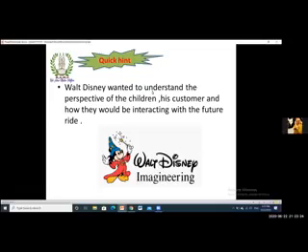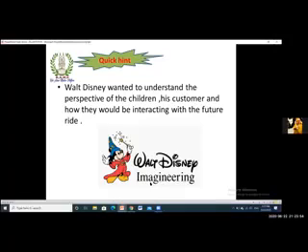A hint: Walt Disney. Do you know Walt Disney? Yes, all of us surely know Walt Disney. Tom and Jerry. Walt Disney wanted to understand the perspective of his children and his customers, and how they would be interacting with the future, right? Okay, let's go to the word below on the slide: Imagineering.